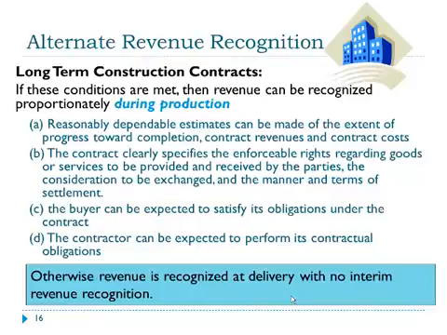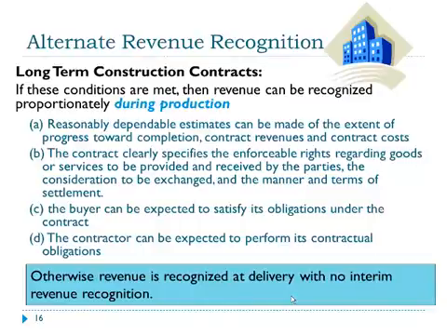Here are the conditions that need to be met in order to recognize revenue during production. First, reasonably dependable estimates must be made of the extent of progress toward completion, contract revenues, and contract costs. We certainly can't recognize revenue if we don't know how much.